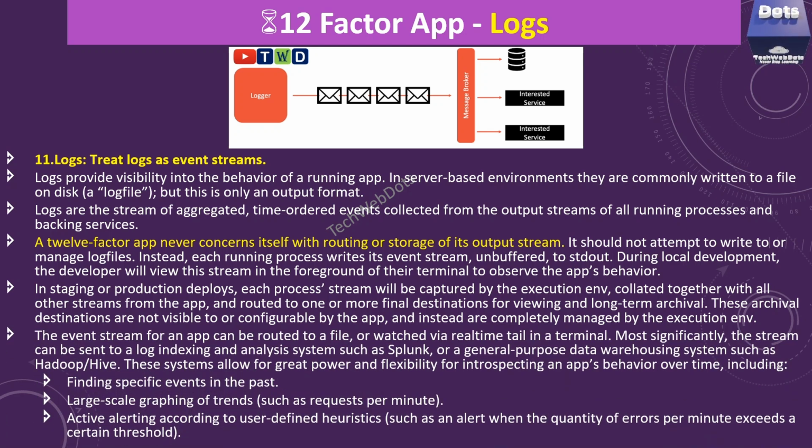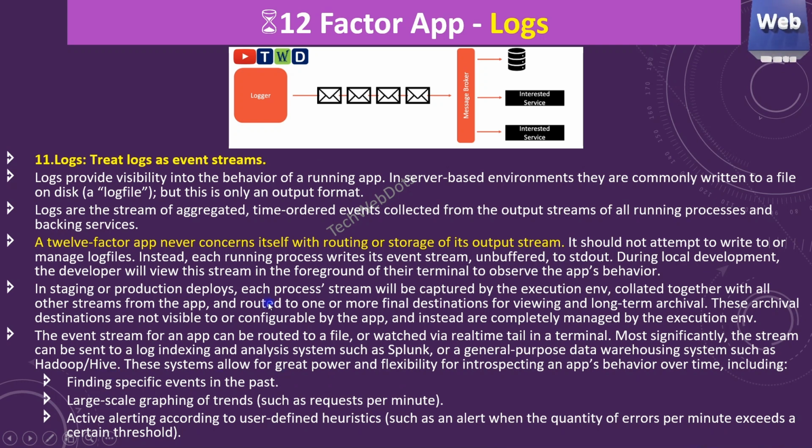The event stream for an application can be routed to a file or watched via a real-time tail in a terminal, right? This kind of support is now provided in every environment, whether you are using AWS or Azure or any cloud provider. Most significantly, the stream can be sent to a log indexing and analysis system such as Splunk, or a general-purpose data warehousing system such as Hadoop or Hive.